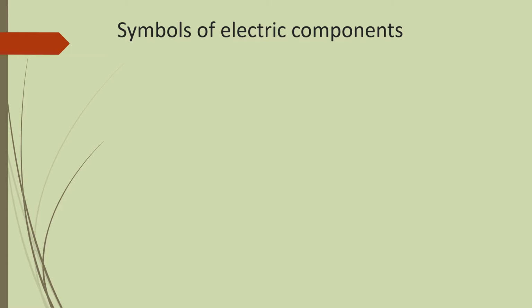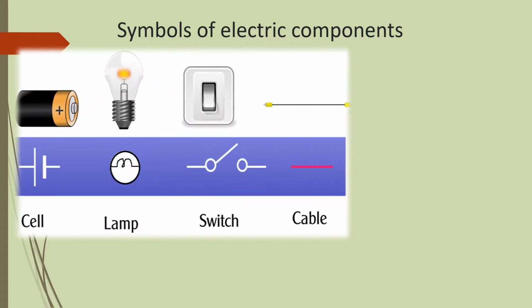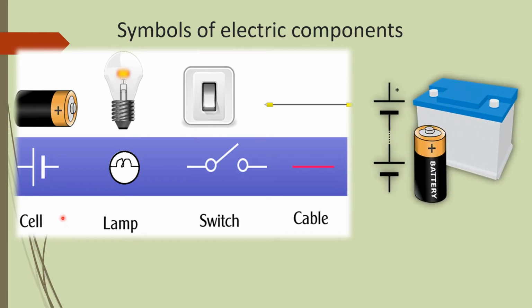Symbols of electric components, as you saw in the previous slide, about the circuit diagram. While making a circuit diagram, you should keep in mind the symbols of electric components which you will use to make a circuit diagram. You cannot always draw a cell, bulb, switch, wire every time for making a circuit diagram, so we use symbols instead.